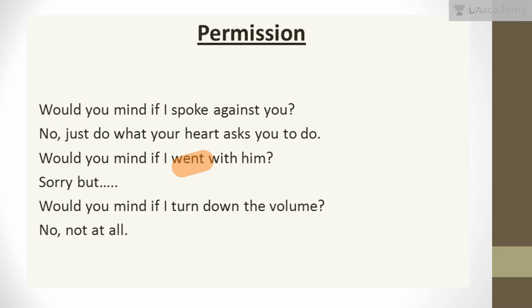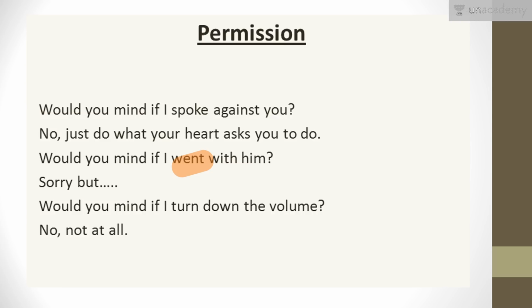तो actually I am taking a permission by just creating a whole scenario and now you will react on that scenario, whether you would mind or you would not. Okay, so would you mind if I spoke against you? No, just do what your heart asked you to do. नहीं, बिल्कुल नहीं, आप वो करो जो आपका दिल आपसे कह रहा है करने के लिए.